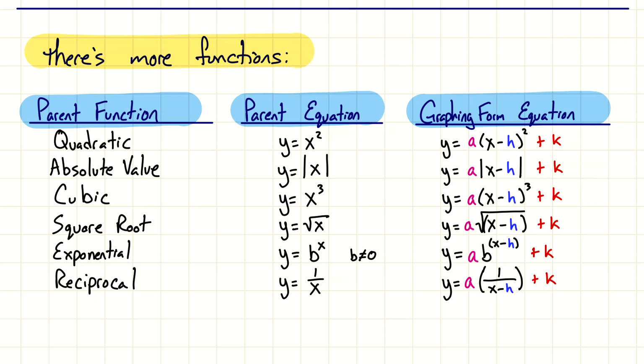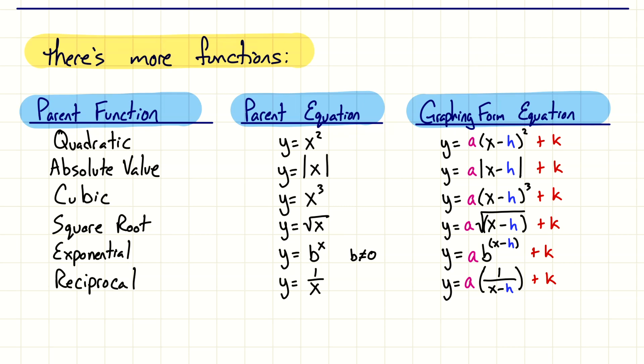And that is that there is more than the two parent functions that we've been talking about. Quadratic and absolute value have been the ones we've been talking about. Now there are other types of functions, and we call them parent functions because each function can have transformations that occur to it, which is where the graphing form equation comes in.